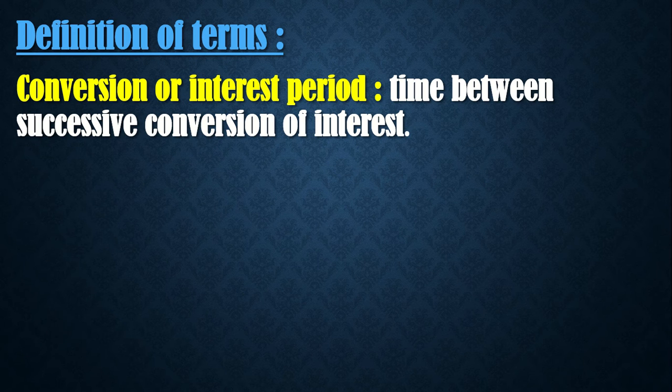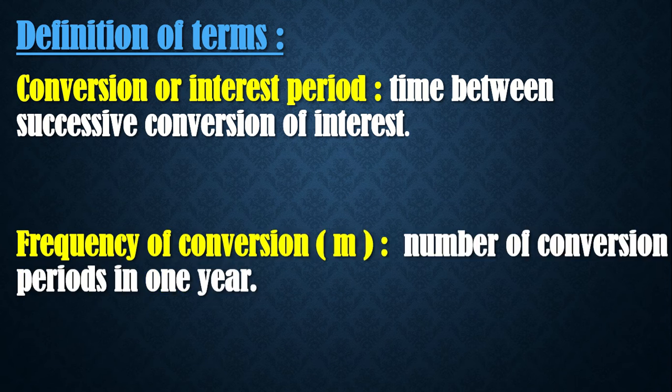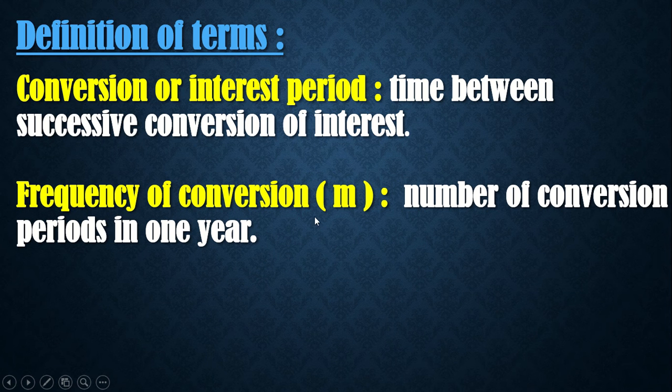Definition of terms. First, conversion or interest period. It is the time between successive conversions of interest. Frequency of conversion, denoted by small letter m. This is the number of conversion periods in 1 year.